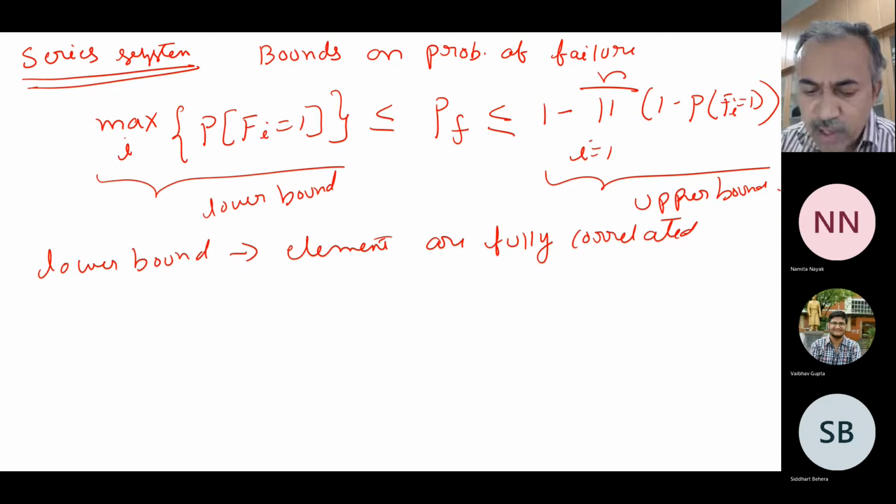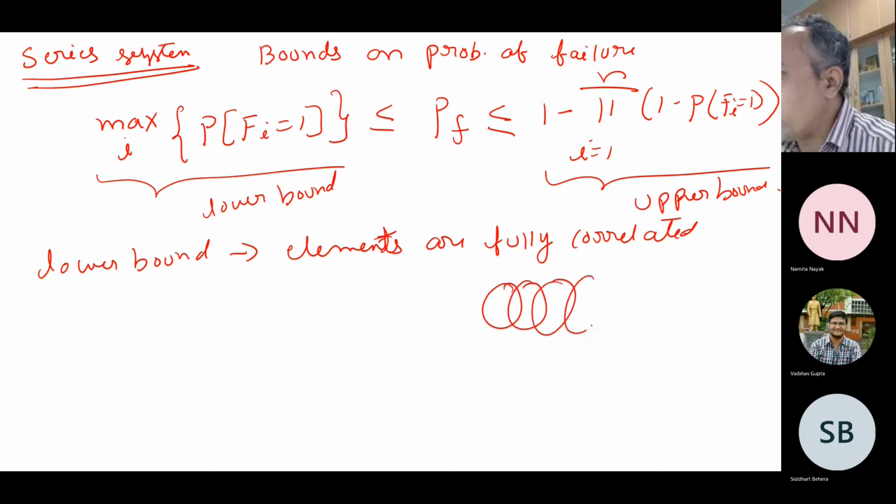So they are fully correlated, say. Suppose the elements are fully correlated. Now what happens? The system is in series and all elements are fully correlated. That means the correlation between all the elements is equal to 1, 1, 1, 1, 1, 1. So this chain, this chain, this chain, this chain, and all these individual things are there. So they are highly correlated.